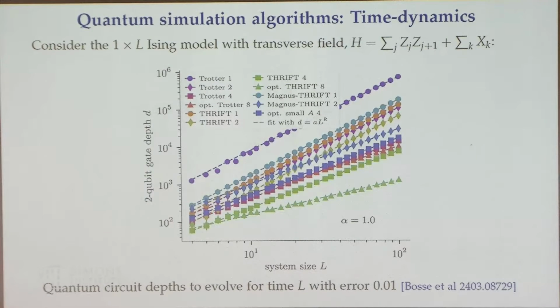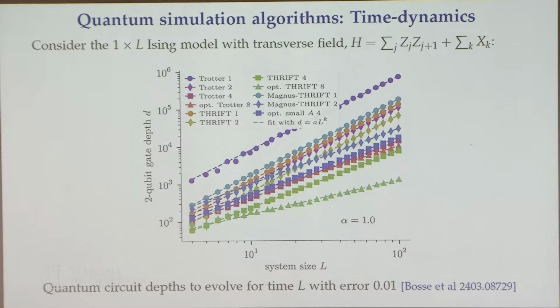Go ahead. So do you fix the error and then count the number of gates, and is that the actual error achieved, or in practice is it much smaller error? Oh no, this is the actual error. So this is numerical, not theoretical bounds, and it is saying, let's say you want to achieve error 0.01, this is the gate depth that you need in order for the algorithm to give you that error.